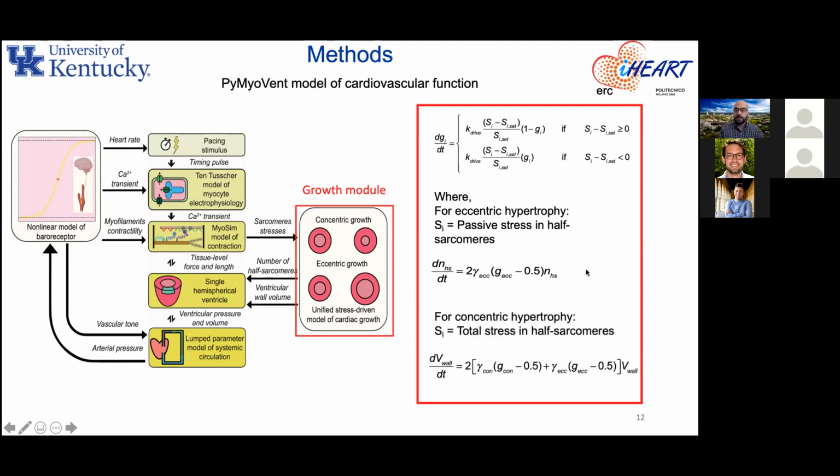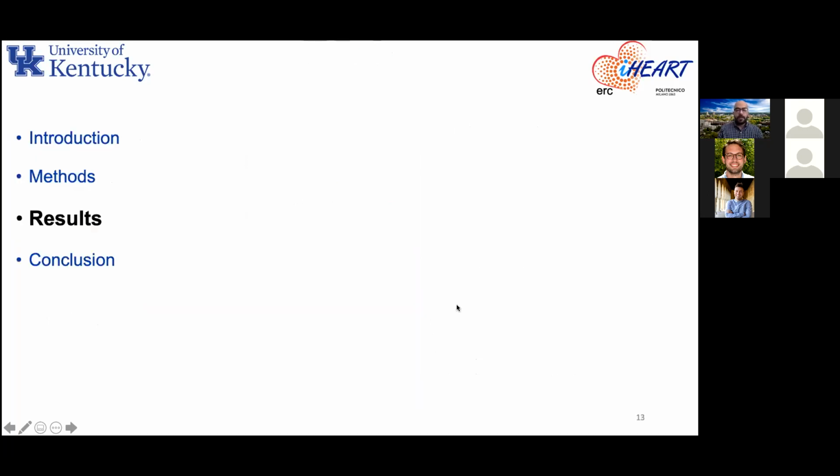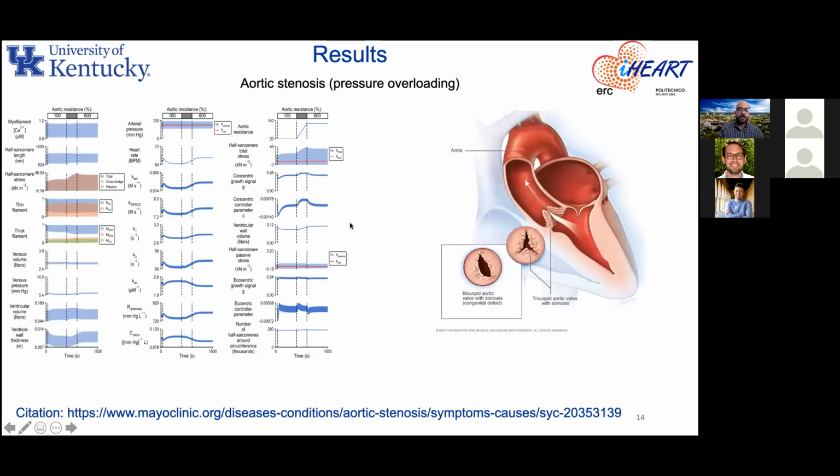And for the concentric hypertrophy, we assume that the total stress in half sarcomeres drives the concentric growth law, which in turn regulates the ventricular wall volume. So in this specific study, we wanted to see how our model is able to capture LV growth in response to 2 types of valvular disorder. So first, we tested aortic stenosis as an example of pressure overloading.